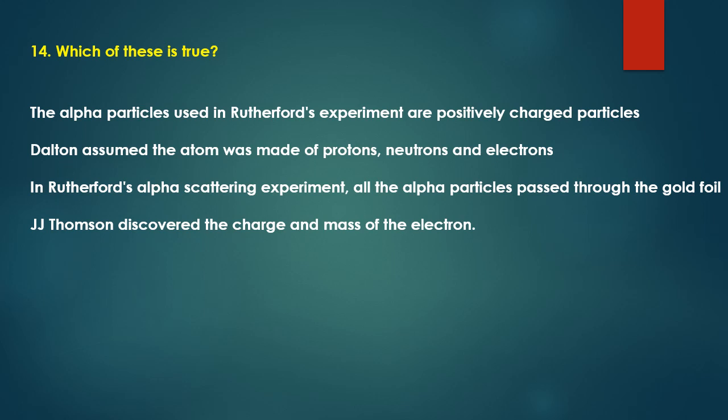So that is wrong. The next one says in Rutherford's alpha scattering experiment, all the alpha particles passed through the gold foil. No, they did not. And that was what led to the amazing discoveries later on. Most of them passed through, but there was a really small amount that didn't. Either they got reflected or they deviated a bit. And the last one was J.J. Thomson discovered the charge and mass of an electron. No, he did discover the electron, but he did not discover the charge and mass of the electron. So we go back to our first option, and that is the right answer.